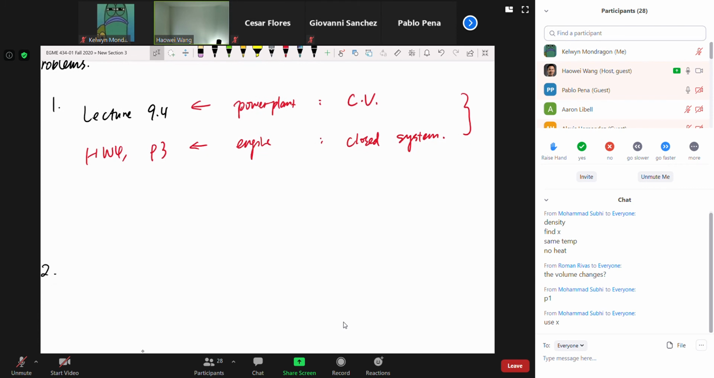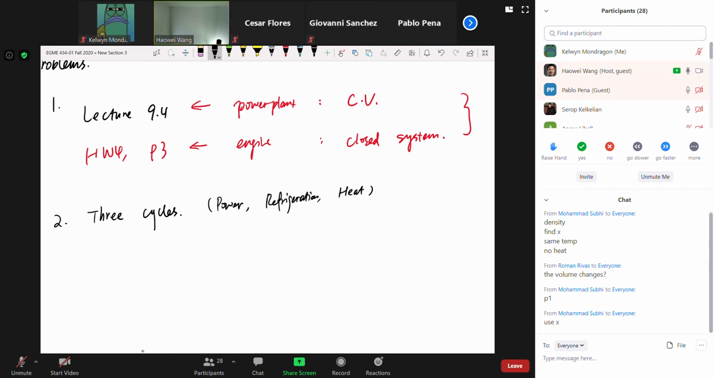Okay, so that's problem number 1. And problem number 2 is the 3 cycles. What are the 3 cycles we've learned in this class? Power cycle, refrigeration cycle, and heat pump cycle. Yeah, very good. Power cycle. What is the heat pump cycle? It's usually the last one, right? Yeah, refrigeration cycle.